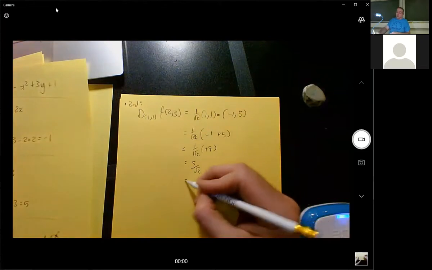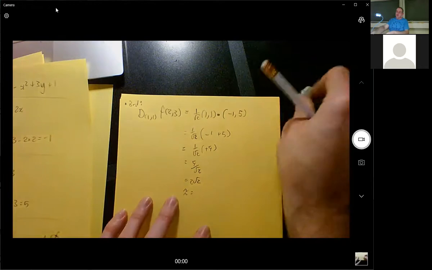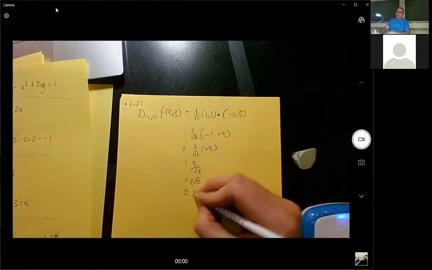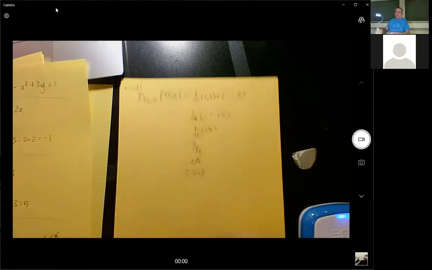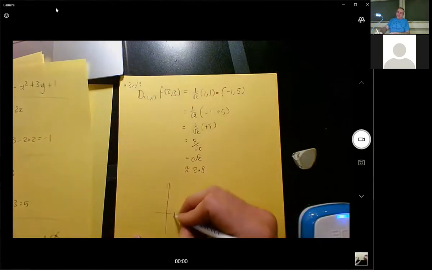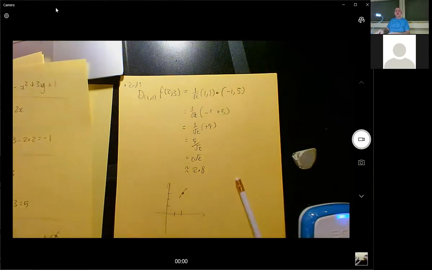So this is 4 on root 2, which is the same as 2 root 2. So approximately 2.8. So this is saying that if I go in the direction of (1, 1), go past the point (2, 3) in the direction (1, 1), that way, then the speed at which the function value is increasing is 2.8 per unit across. So if I go across 1, I'd expect to go up 2.8.